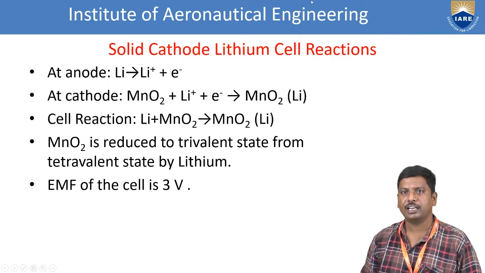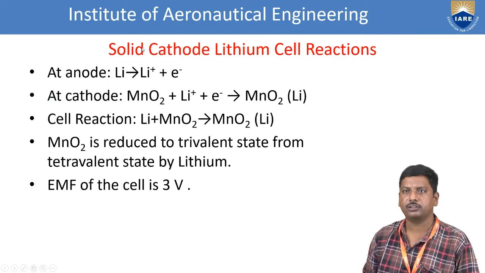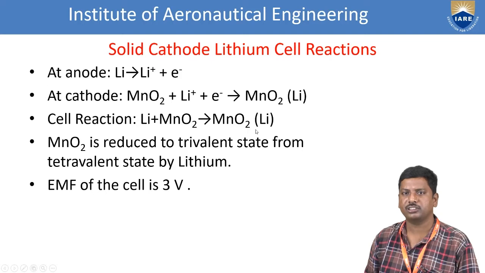So what reactions occur in the solid cathode lithium cell? At the anode, lithium undergoes oxidation with the loss of 1 electron. At the cathode, manganese dioxide absorbs that lost electron and converts into lithium manganese dioxide. That means the cell reaction is lithium reacting with manganese dioxide to give manganese dioxide with lithium.